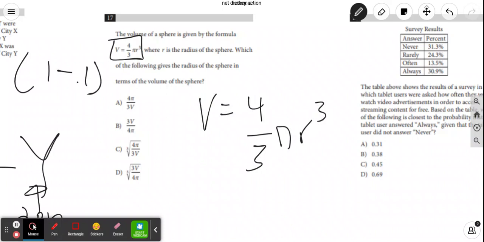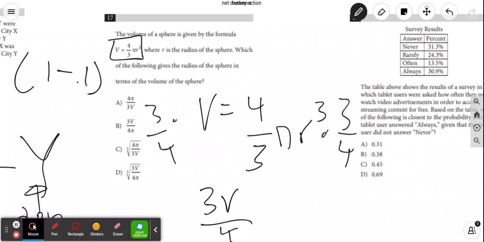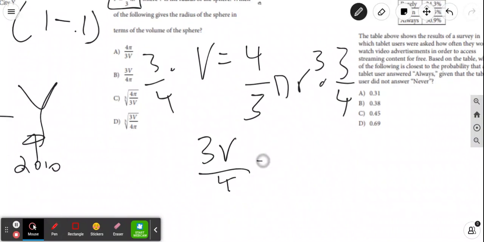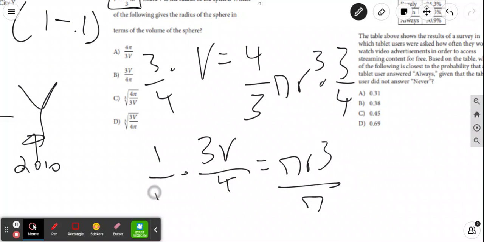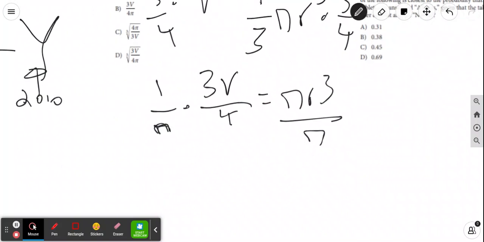First, just start getting things out of the way. I'd get the 4/3 out of the way. You just multiply by the reciprocal, so you get 3V over 4 equals pi r cubed. Now divide both sides by pi, or multiply by 1 over pi. Maybe multiplying by 1 over pi makes more sense in this case. Then you get r cubed equals 3V over 4 pi.